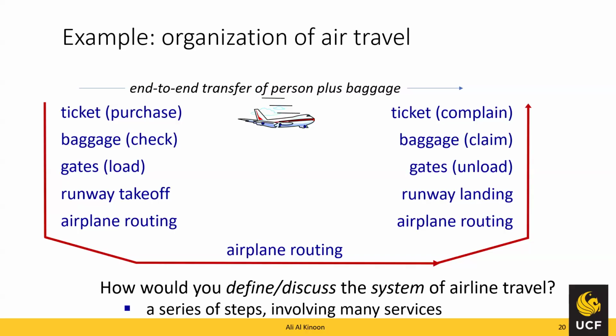So before we get to the OSI model, I have an analogy about airplane routing. End-to-end transfer of a person plus the luggage. Usually you would plan your trip, right? Say, for example, you're going to California. First thing you do is your ticket purchase. That's done through a special department. You might book it online or in the airport. The baggage check is responsible for your bag. They weigh the bags, they give you a price for them, and you're good to go. At the gates, they load your bags on the airplane. And then the runway takeoff takes off the plane, and then the airplane routing is from one destination to another.